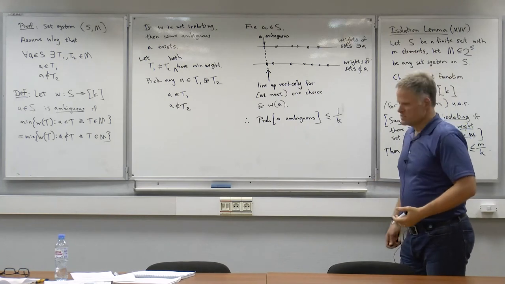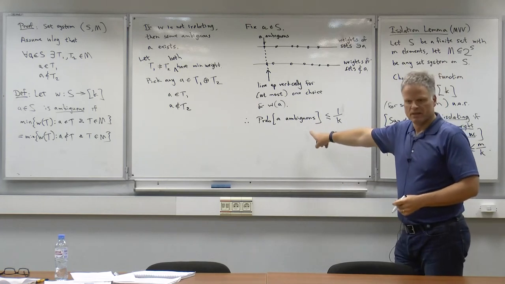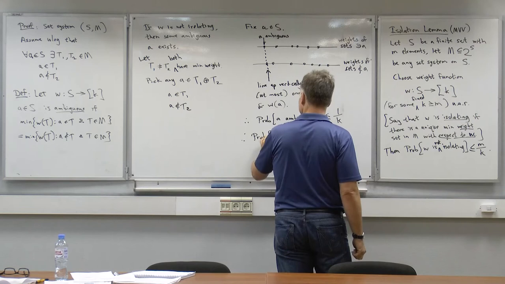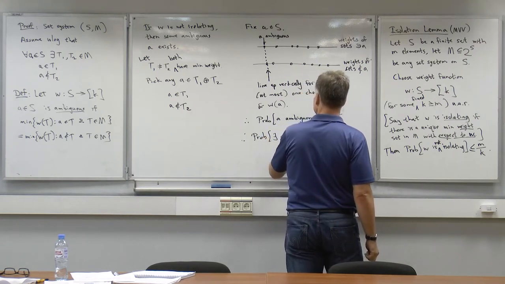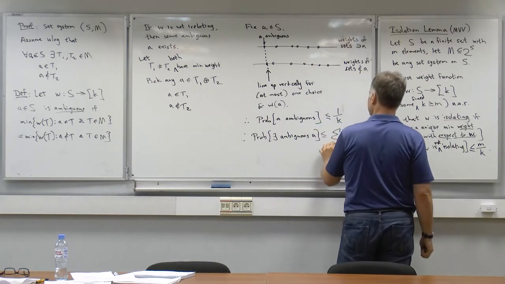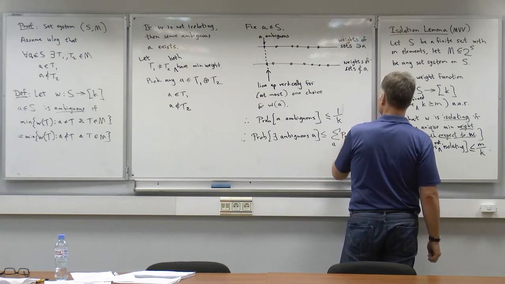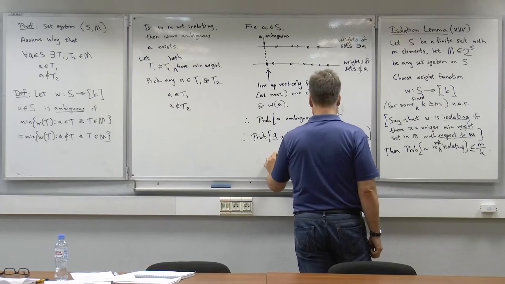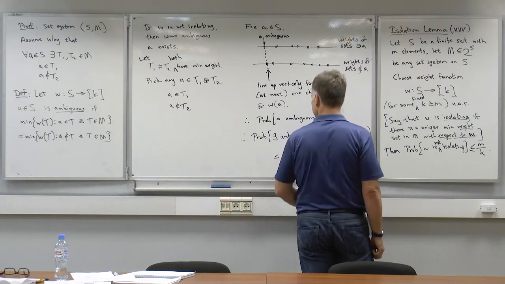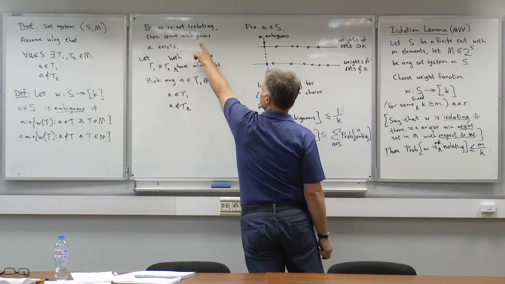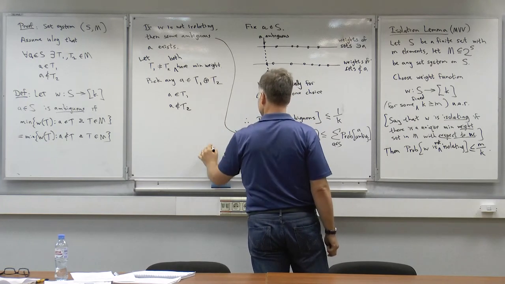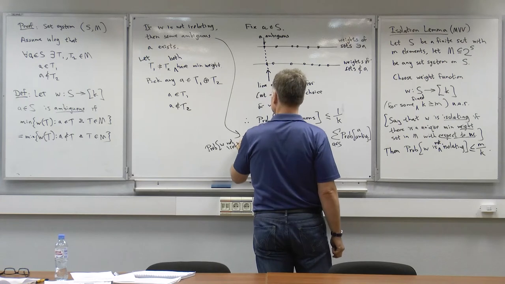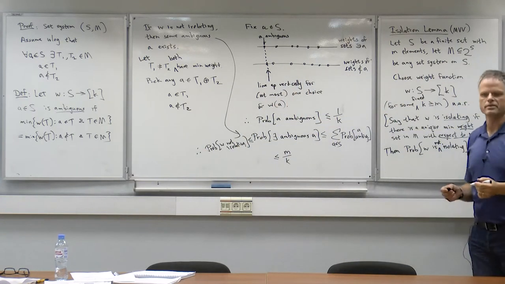And now the probability that there exists an ambiguous A is bounded by the sum bound here. The probability that there exists an ambiguous A is less than or equal to the sum over all A in S of the probability that A is ambiguous. So this is less than or equal to m over k. And because of this, we know the probability that W is not isolating is bounded, so that gives you everything.